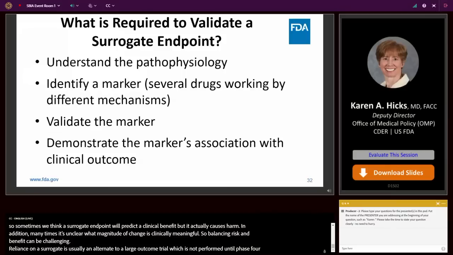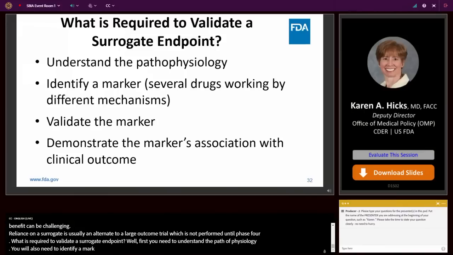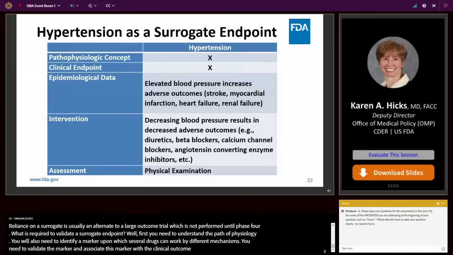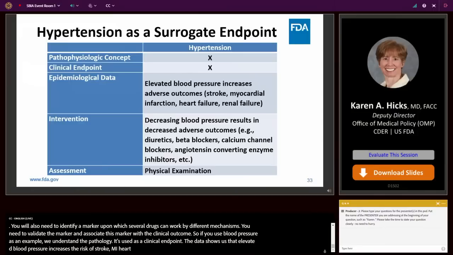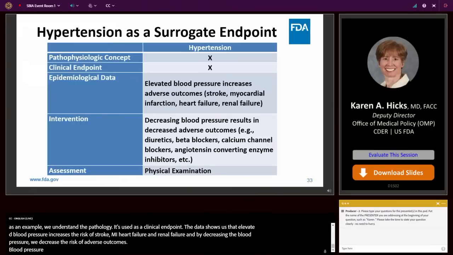What is required to validate a surrogate endpoint? Well, first you need to understand the pathophysiology. You also need to identify a marker upon which several drugs can work by different mechanisms. You need to validate the marker and associate this marker with the clinical outcome. So if we use blood pressure as an example, we understand the pathophysiology of blood pressure. It's used as a clinical endpoint. Epi data shows us that elevated blood pressure increases the risk of stroke, MI, heart failure, and renal failure. And by decreasing blood pressure, we decrease the risk of adverse outcomes. Blood pressure is also assessed by physical examination.